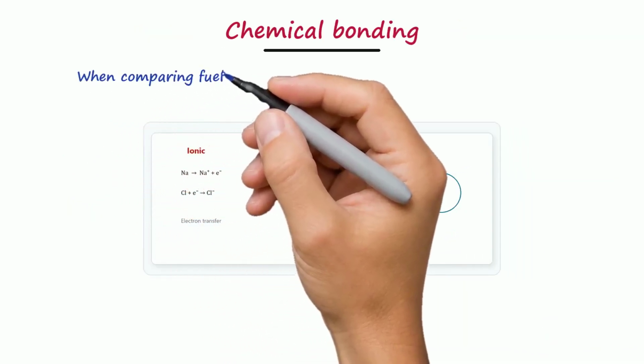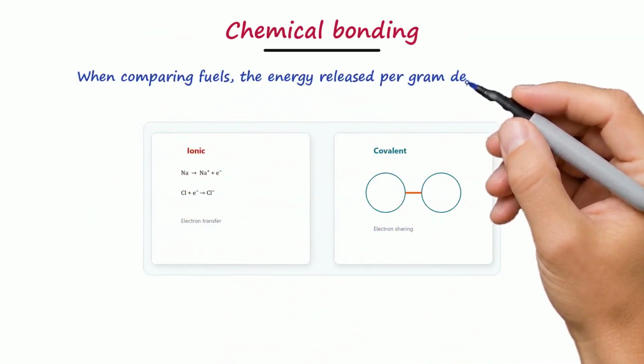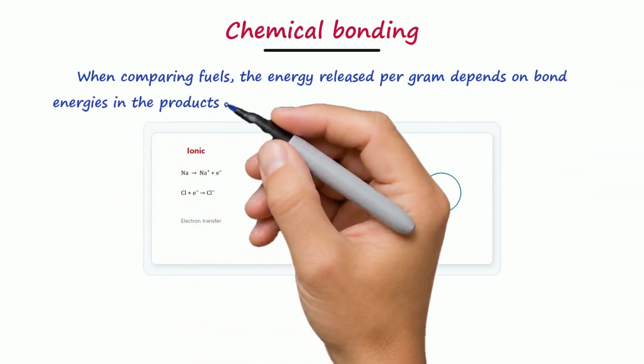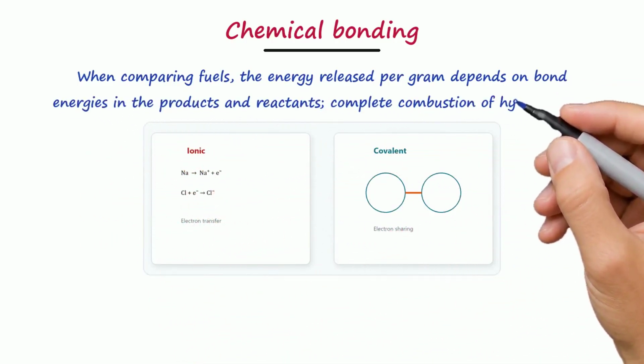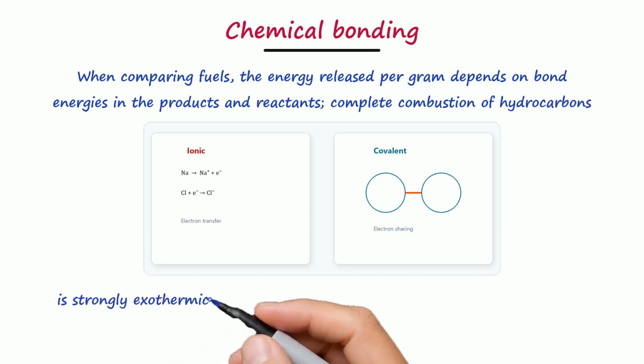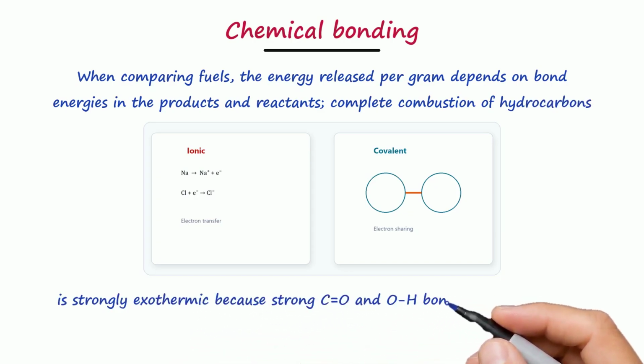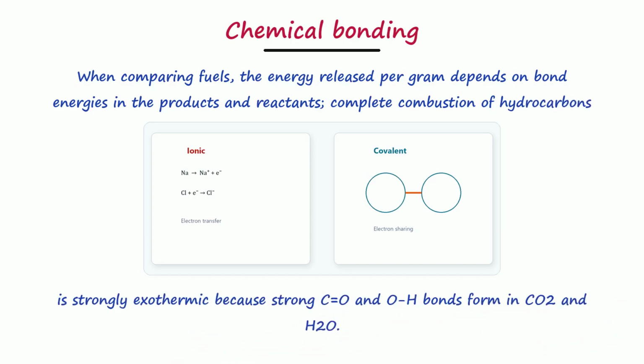When comparing fuels, the energy released per gram depends on bond energies in the products and reactants. Complete combustion of hydrocarbons is strongly exothermic because strong C=O and O-H bonds form in CO2 and H2O.